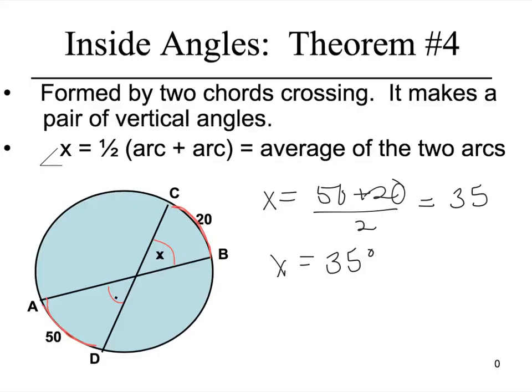I'm also going to throw in some other ideas. If we needed to find the measure of this obtuse angle right here, I'm going to label it y. Angle x lies next to this angle y on this line, and we know that all lines are supplementary. So this is a linear pair. So all I would have to do is subtract 35 from 180 and get what y is.